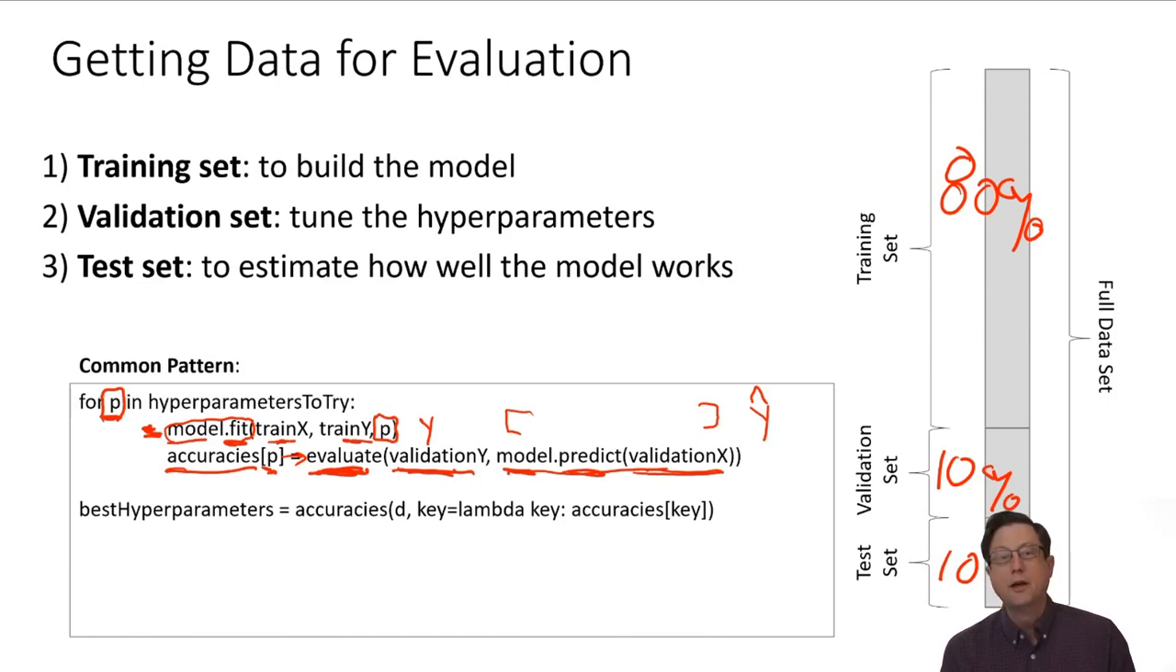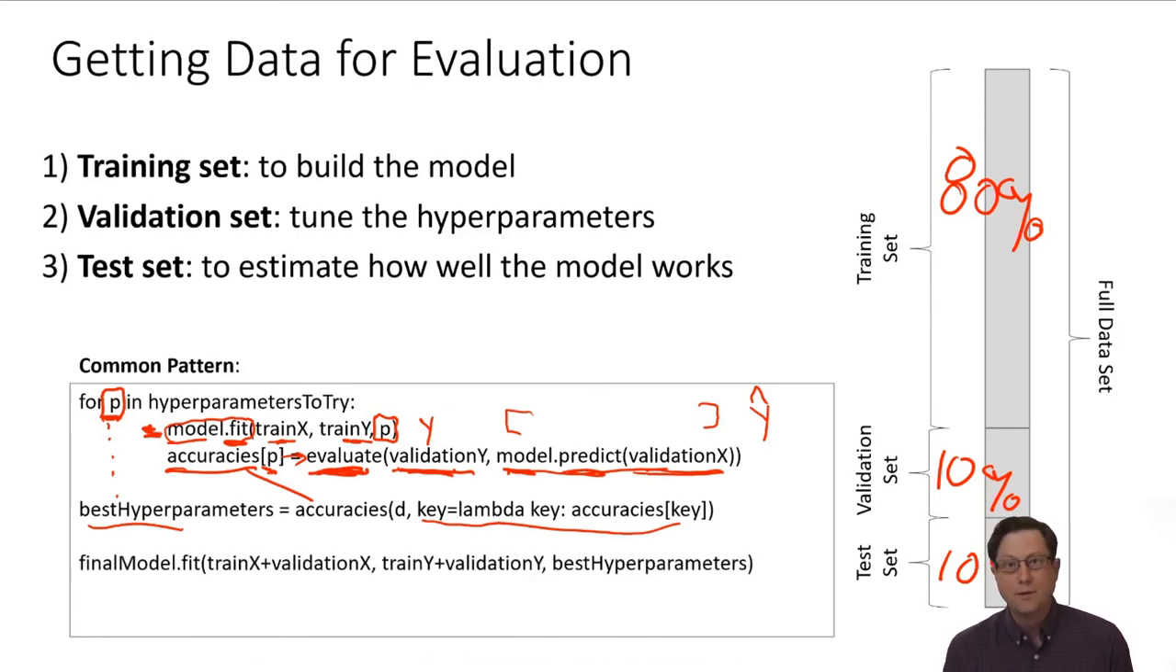Then after you're done with that loop, you can do, and this is slightly fancy Python, this just says give me the P that had the highest accuracy. Give me the parameter settings that had the highest accuracy from this dictionary that we built up throughout the loop. So right here, this is the P that produced the highest accuracy among all the ones that you tried. So you'd say, okay, maybe that's the one I would want to use in the model that I would deploy to my customers because it was the best.